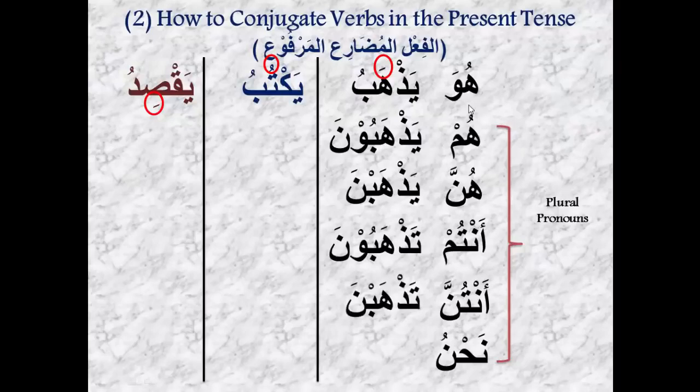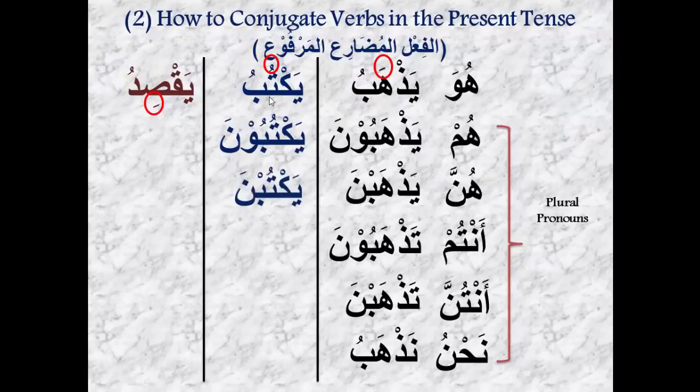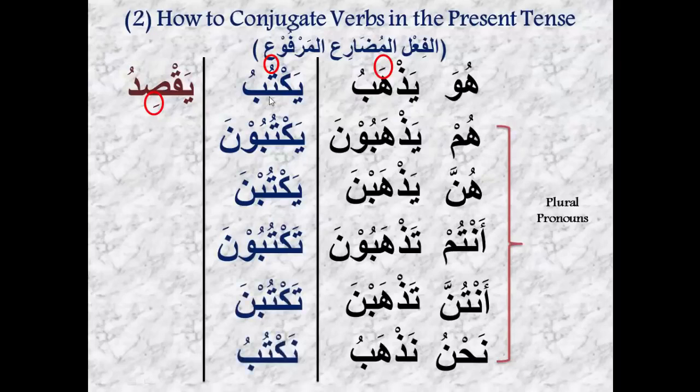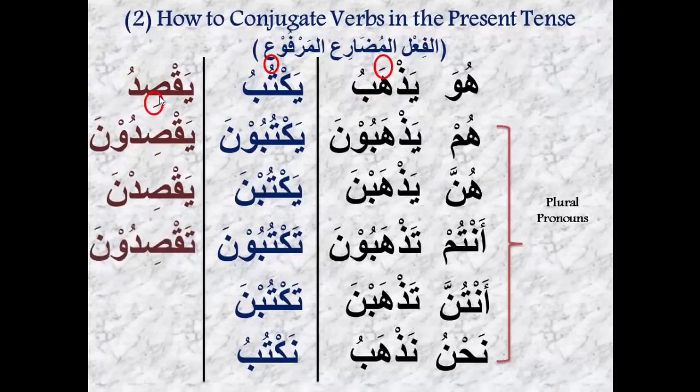Again, notice the middle vowel, fatha, is the same on top of the ha, all the way through. Verb yaktubu, we have hum yaktubuna, hunna yaktubna, antum taktubuna, antunna taktubna, nahnu naktubu. And then the final verb, yaqsid, hum yaqsiduna, hunna yaqsidna, antum taqsiduna, antunna taqsidna, nahnu naqsid.